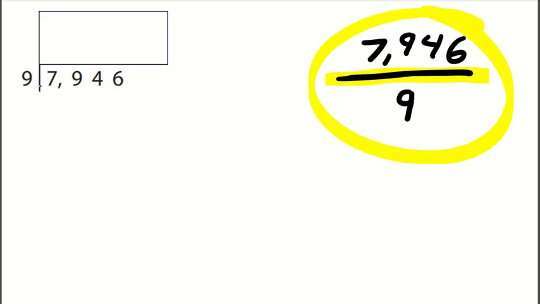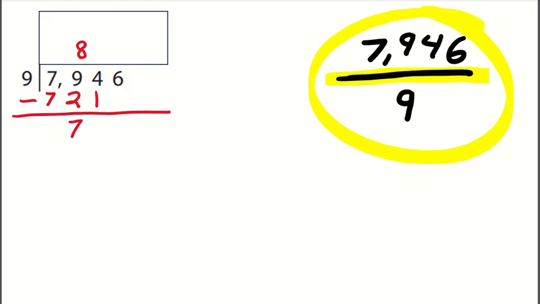Okay, first of all, how many times will 9 go into 7? It won't go, so we extend the line. How many times will 9 go into 79? Well, I know that 9 times 8 is 72, so I'm going to say 8. 9 times 8 is 72. Let's subtract 72 from 79, leaving us 7 left over.